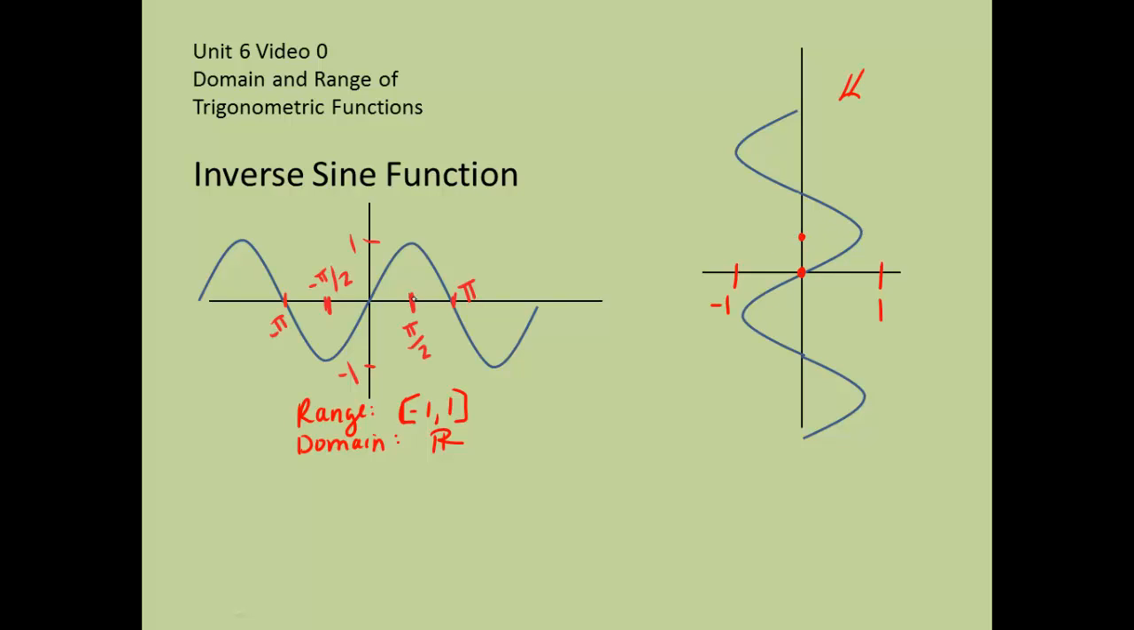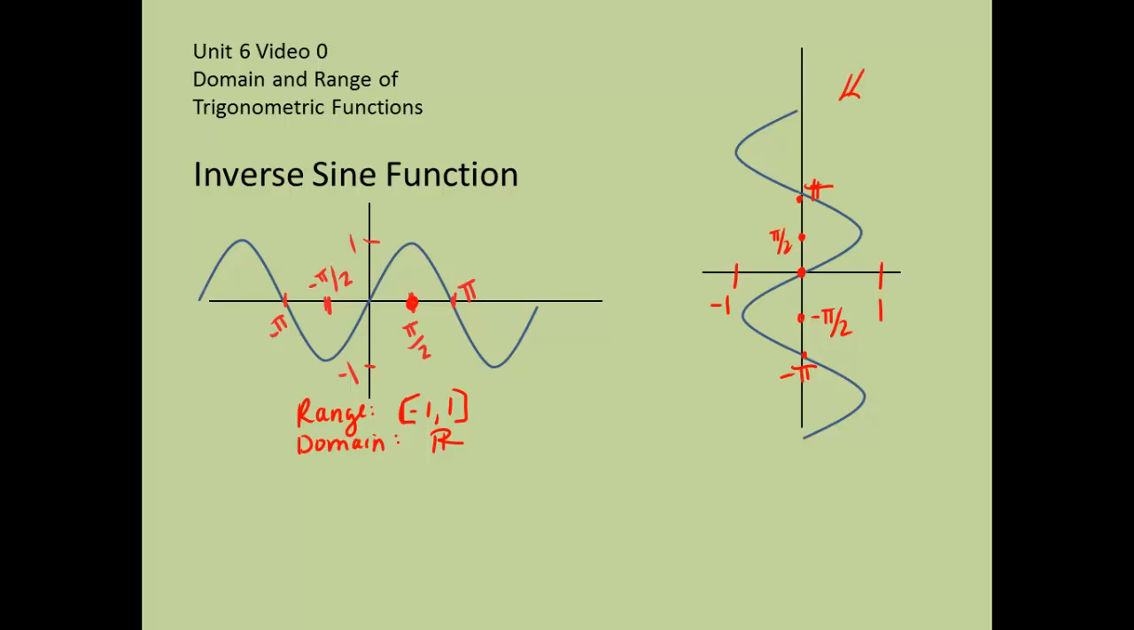So I'm going to go ahead and plot a couple points here for you. I'm just transferring this pi over 2 and positive pi. And then on the bottom, I'm going to go -pi over 2 and -pi.